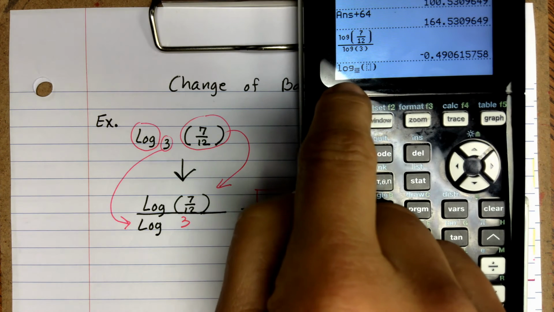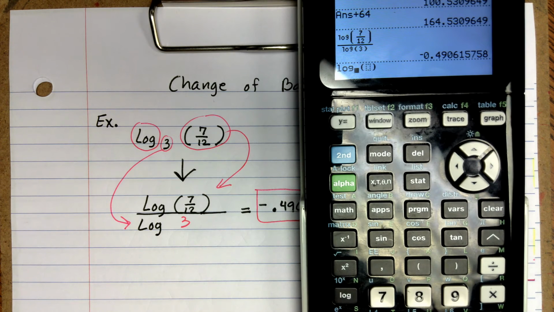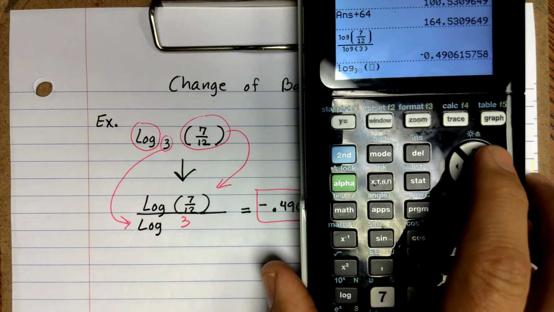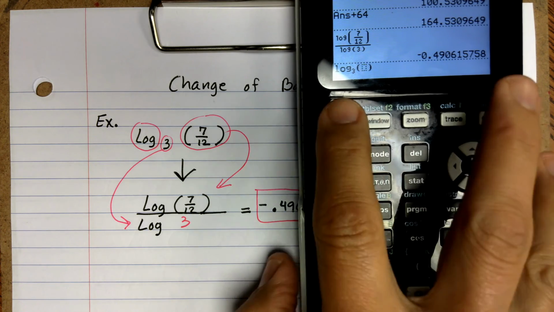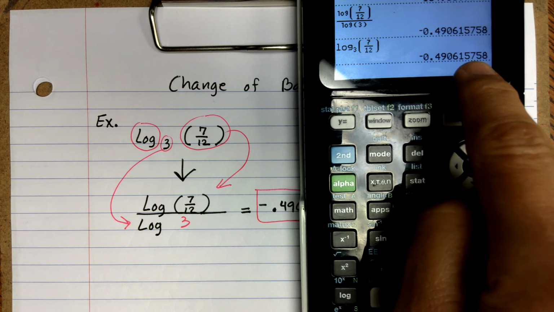And notice it gives me the option to put a different base in there other than 10. So I'm going to go ahead and put a 3 because, right, this is a base of 3, the original one. And then over here I'm going to hit alpha, y equals, enter, and I'm going to put 7 over 12. Hit enter, and notice it gives me the same value, right?